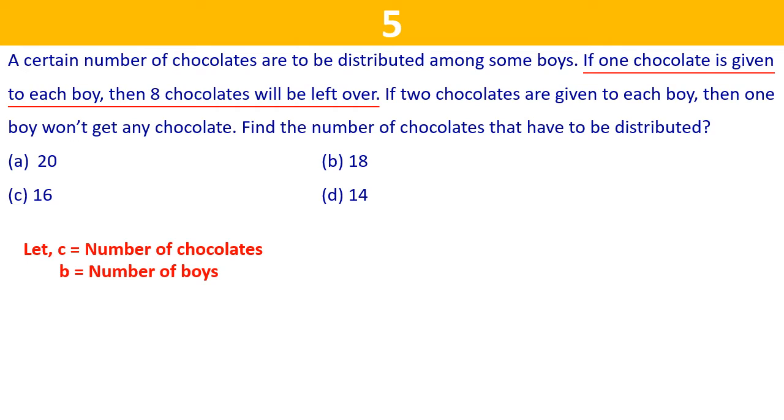From this problem statement, it is very clear that the number of chocolates is more than the number of boys. Then how will the equation be? The equation will be something like this. C is equal to B plus 8.